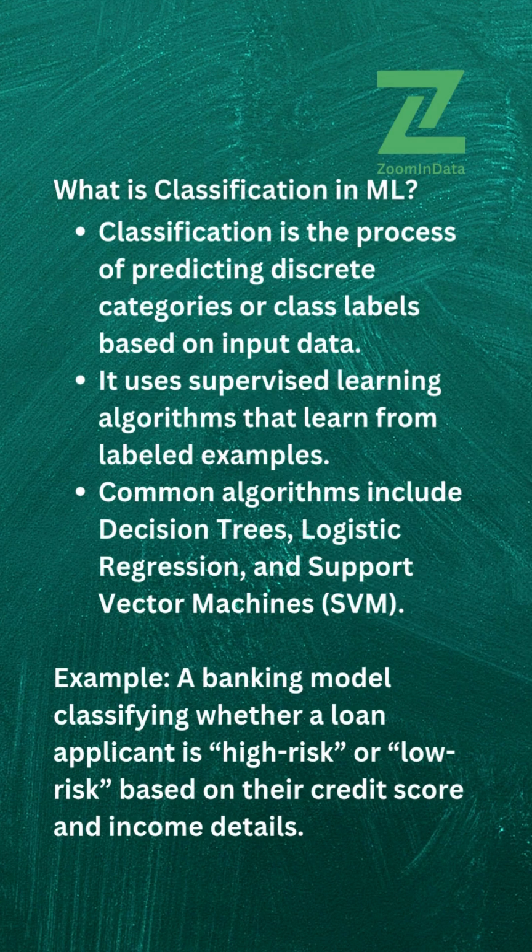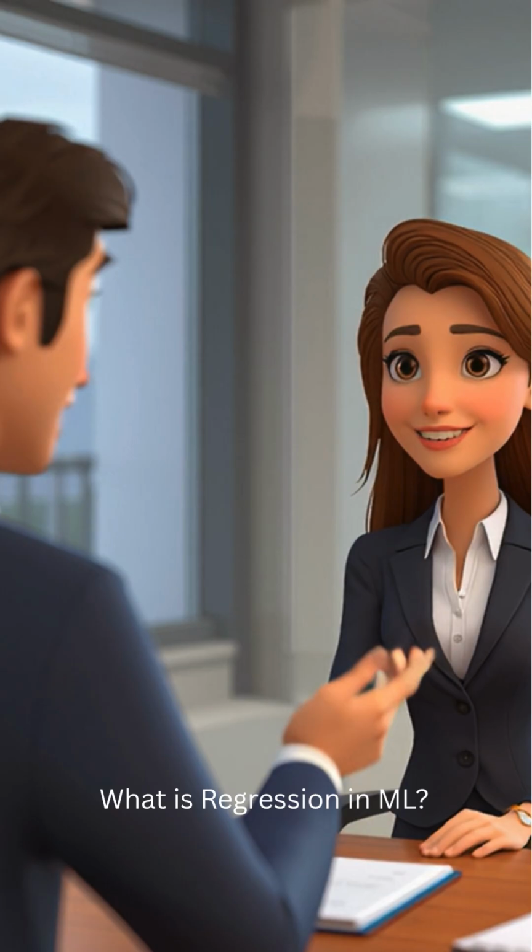Example: a banking model classifying whether a loan applicant is high risk or low risk based on their credit score and income details. What is regression in ML?